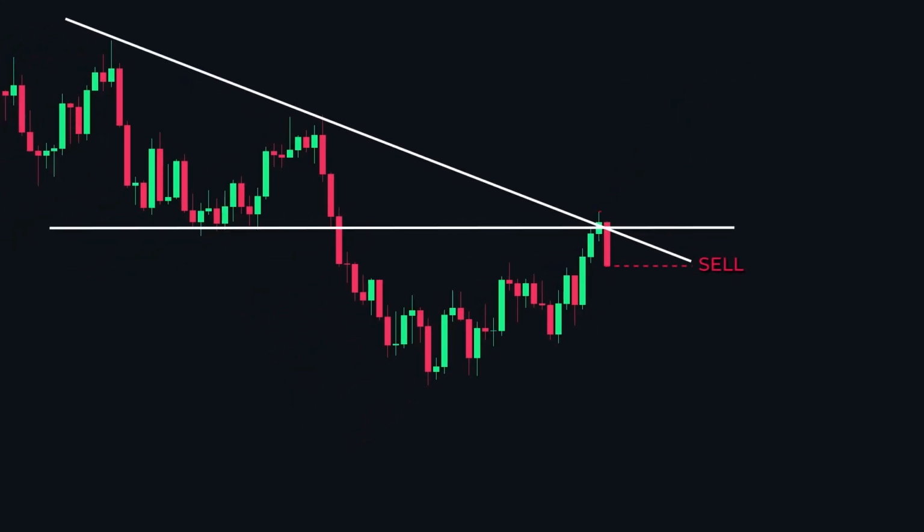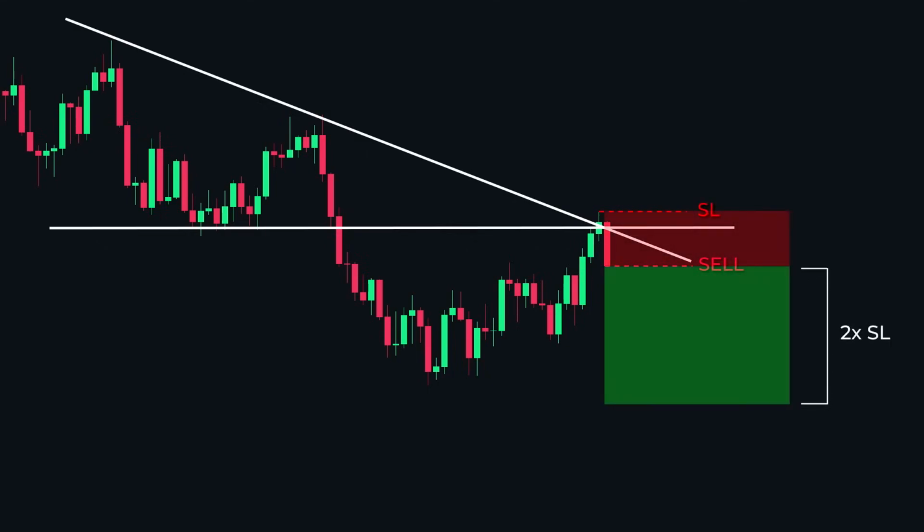Then, you can place a stop loss above the high of the previous candle and set a take profit at twice the size of the stop loss. As you can see, the price moved down and reached our profit target shortly after entering.